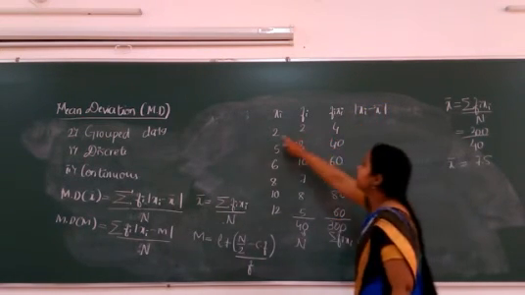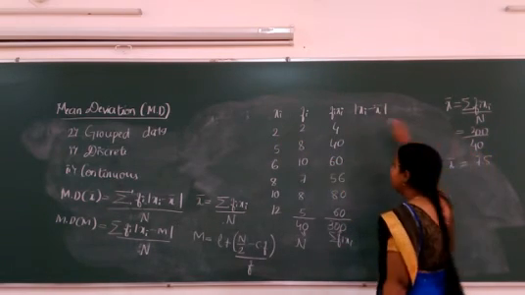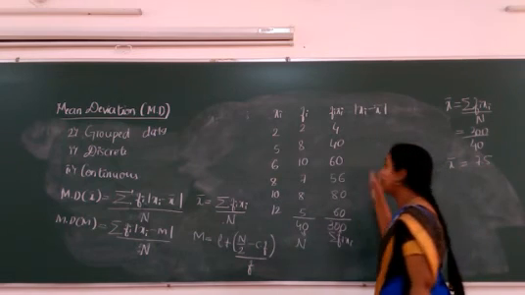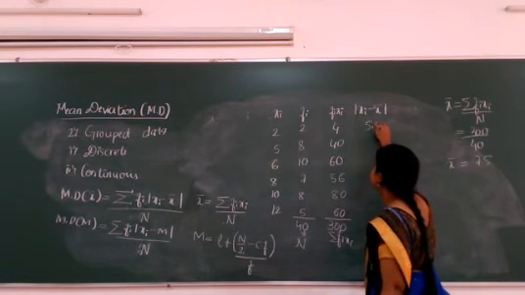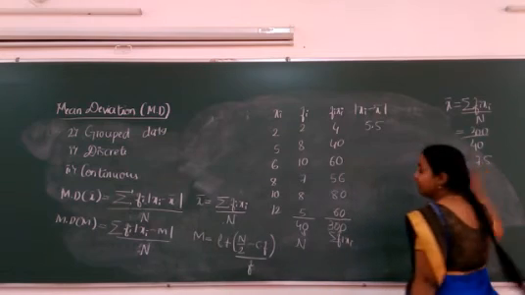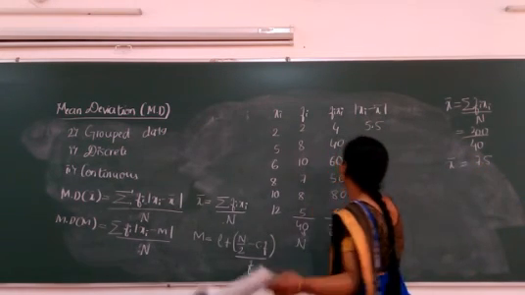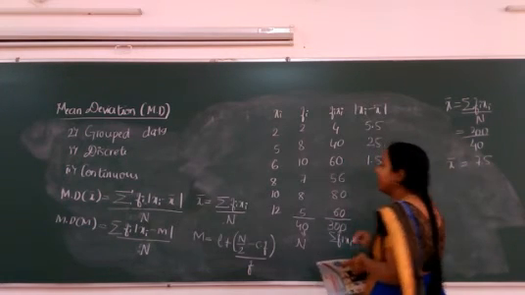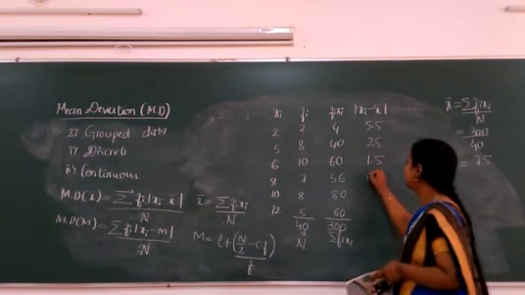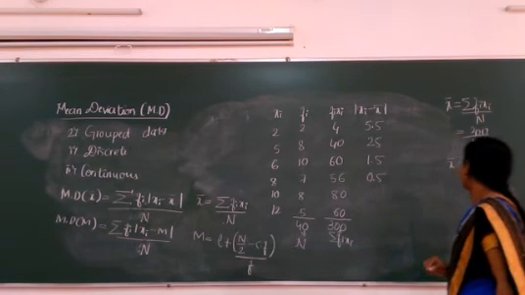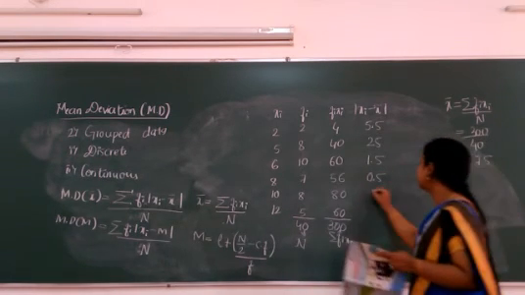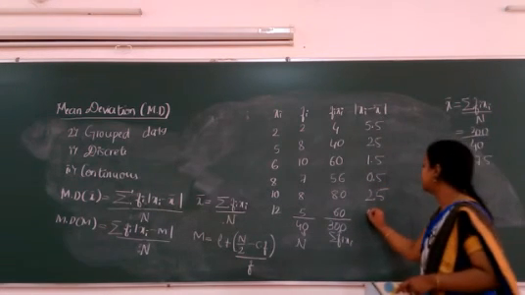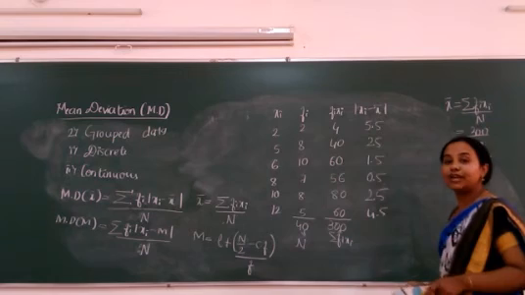Okay. So each term will be subtracted from the mean, and we take its modulus. 2 minus 7.5 is minus 5.5, and the modulus of it will be plus 5.5. 5 minus 7.5 will be 2.5. Next, 6 minus 7.5 is 1.5. 8 minus 7.5 is 0.5. 10 minus 7.5 is 2.5. Next, 12 minus 7.5 is 4.5. So now we have written the modulus.